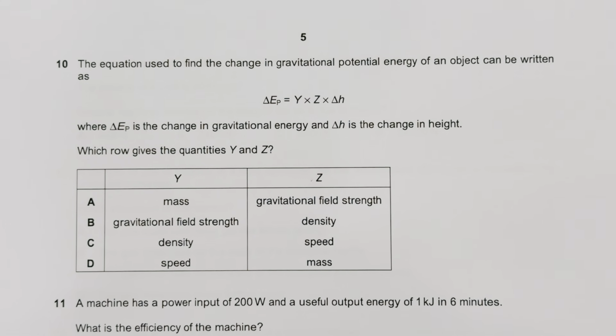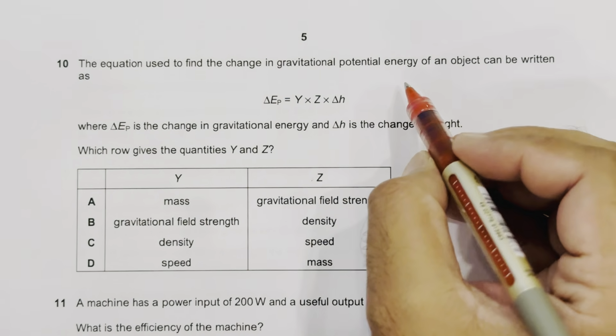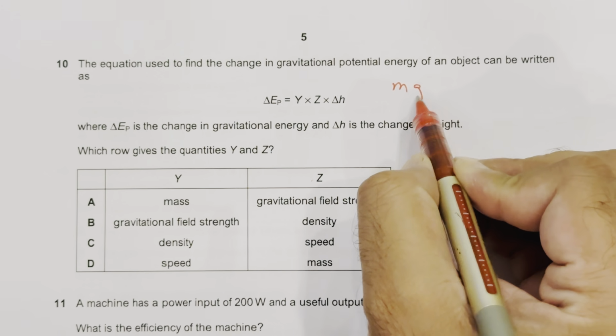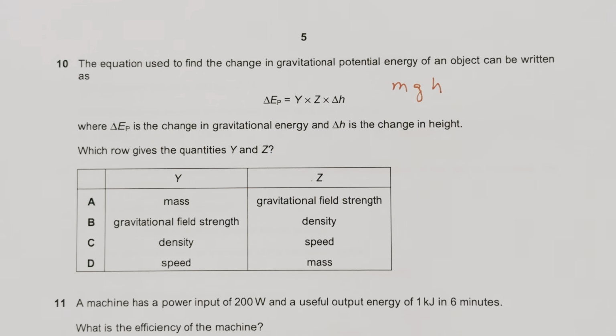Okay, question number 10 is from the topic of potential energy, or you can say energy. The equation used to find the change in the gravitational potential energy of an object can be written as delta EP is equal to YGH. We know that the formula for potential energy is mgh. Now we need to find what is Y and what is G.